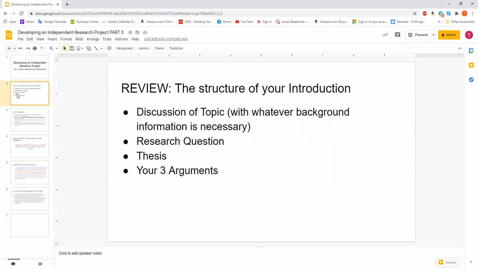Now, by now you have written your introduction. And just to review the structure of your introduction, you might want to also think of this as the order of operations, to use a term from math, and I'm sure you're familiar with. They all follow a logical sequence. One goes directly, logically into the next. This is in your introduction. You should have a discussion of your topic, providing whatever background information is necessary. This leads logically to your research question, which sets up and leads logically to your thesis statement, and then your 3 arguments. That should all be contained in your introduction.